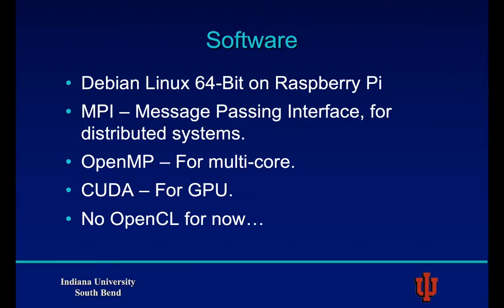The software we're using: the operating system is Debian Linux, 64-bit, on the Raspberry Pis. We did that because the NVIDIA machines are all 64-bit with their operating systems, and to make MPI compatible, we needed to go with 64-bit on the Pi. Now that Raspbian has a 64-bit operating system available, I may shift to that. We use MPI for message passing, OpenMP in our multi-core systems, CUDA for the GPU. We'd like to do OpenCL, but it's really not available for the system yet.